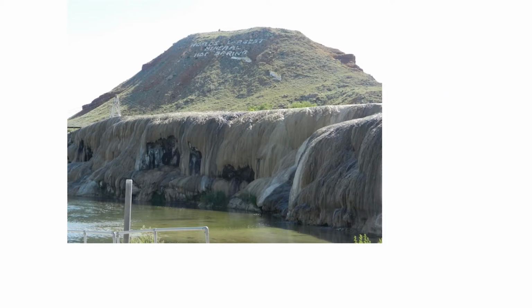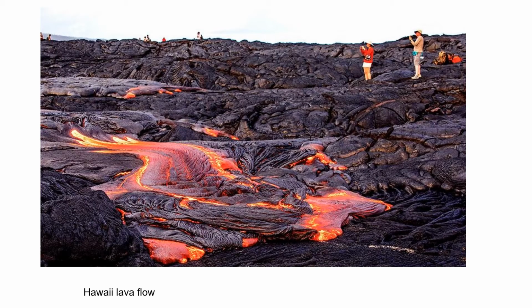That's one example. Then here's another hot spring. And we see all these minerals that are coating these rocks where the water has flowed over and the minerals have precipitated out. And then this is a lava flow in Hawaii.